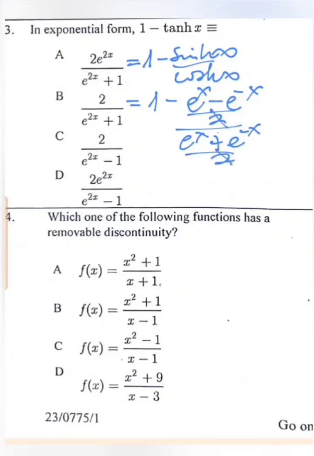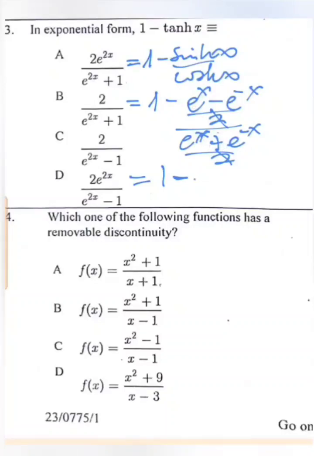Over 2 cancels over 2, and we then have 1 minus, I can multiply the numerator and the denominator by e to the x, because you can see in the options we have e to the 2x, so we can achieve the power of e to be e to the 2x by multiplying through the expression, both the numerator and denominator, by e to the x.